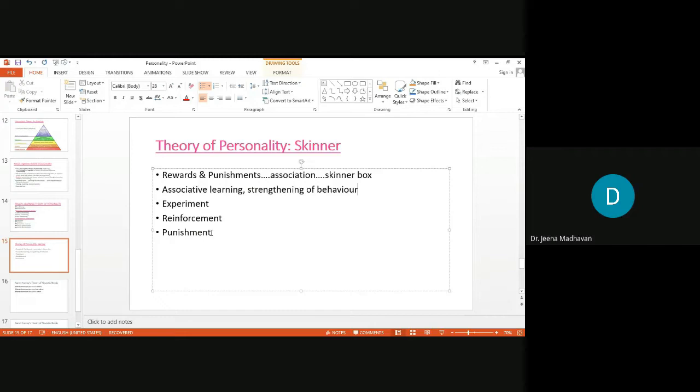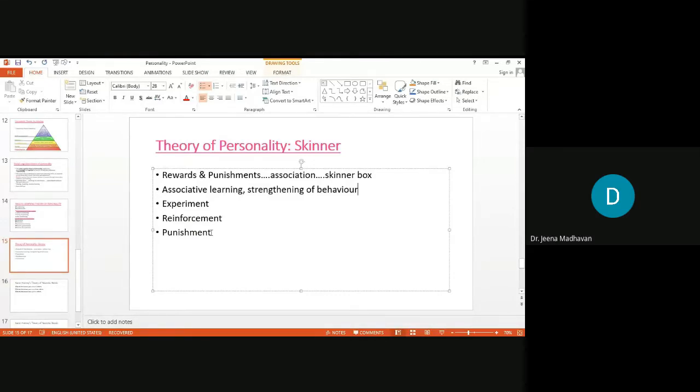Then coming to negative reinforcement, you please write down negative reinforcement. Here a response or behavior is strengthened by stopping, removing or avoiding a negative outcome or aversive stimuli. A negative outcome or aversive stimuli.